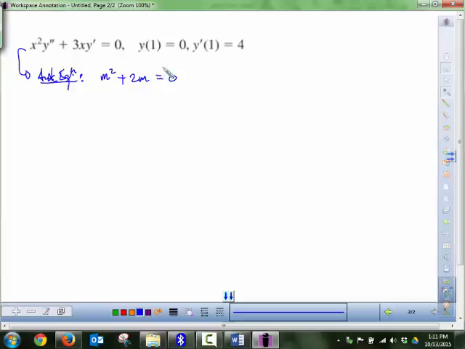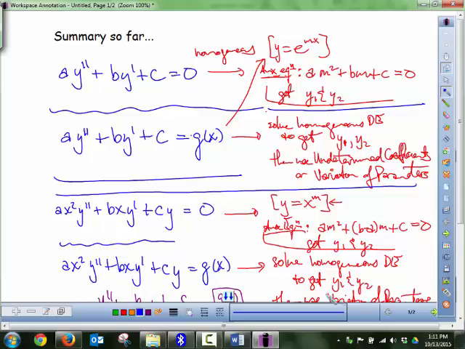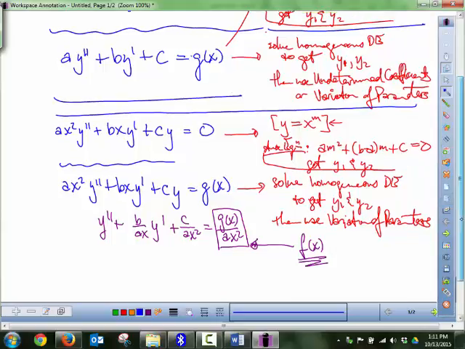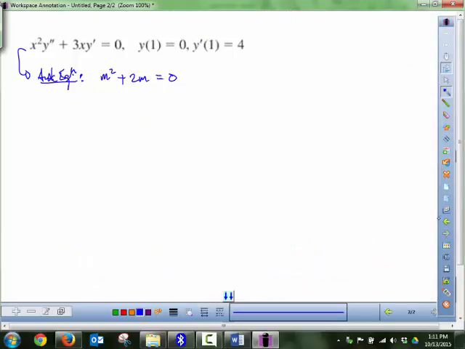So my auxiliary equation should look like this, right? Based on what I wrote here. It's a times m squared plus b minus a times m plus c. Okay, let's see if that's actually correct. It is? Well, then I was right. All right, so is this good? Are we right? Should we check? Yeah, check. Okay.